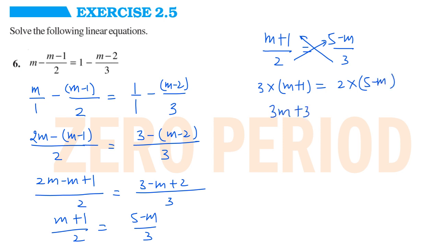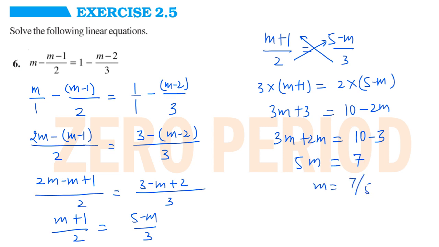3m plus 3, 10 minus 2m. Then 3m plus 2m and 10 minus 3 is the next step. 3m plus 2m is 5m. 5m equal to 7. So m equal to 7 upon 5. This will be your answer.